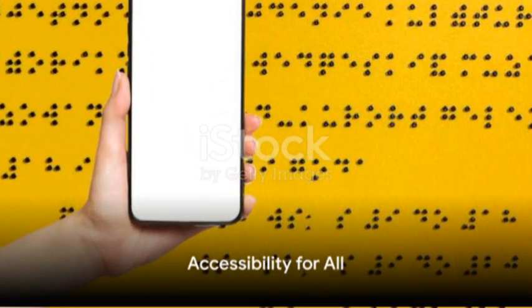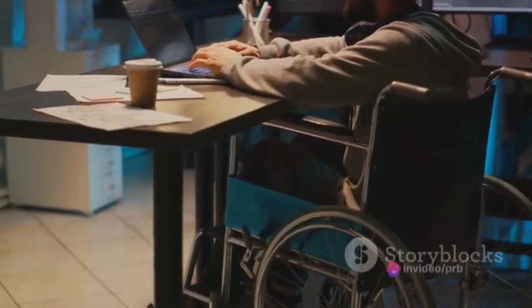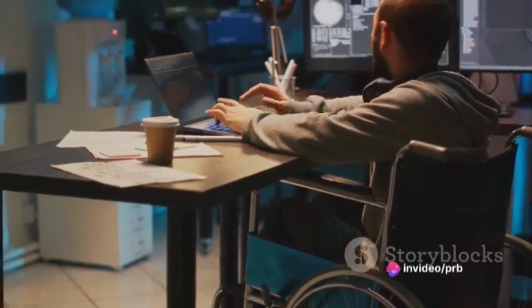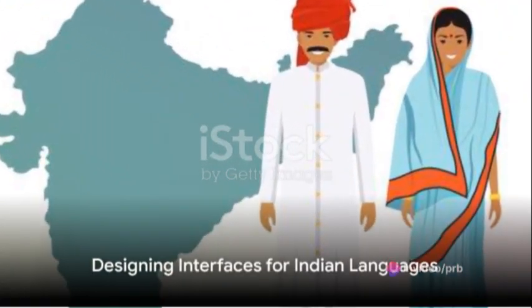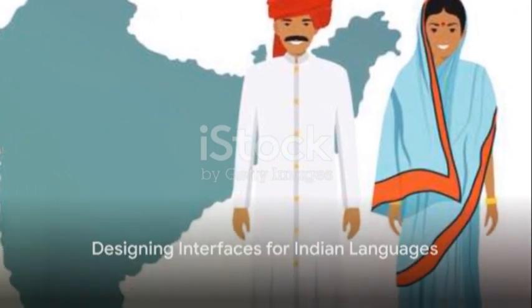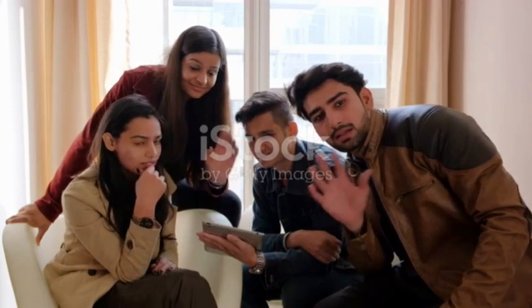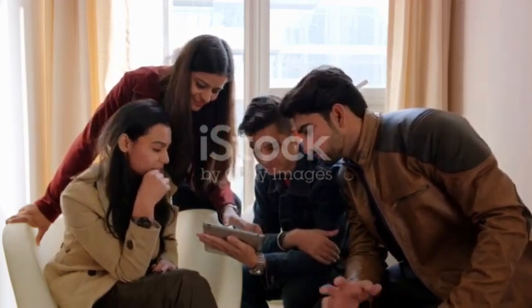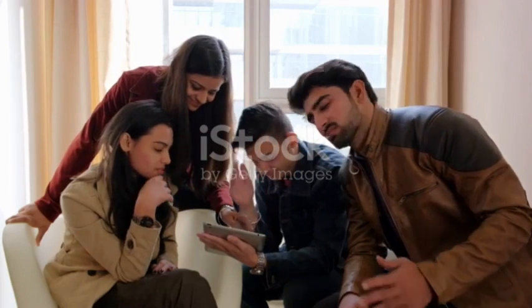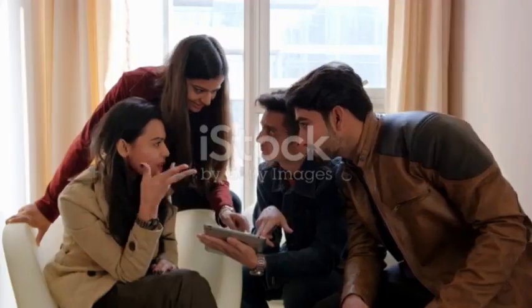And last but not least, accessibility is key. The interface should be accessible to all, including those with disabilities, supporting screen readers and other assistive technologies in Indian languages. Designing interfaces for Indian languages is a complex task, but it's a path to inclusivity and user-friendliness. By understanding the linguistic and cultural nuances of different languages and regions, designers can create interfaces that truly resonate with Indian audiences.